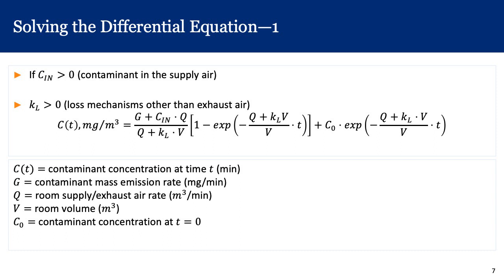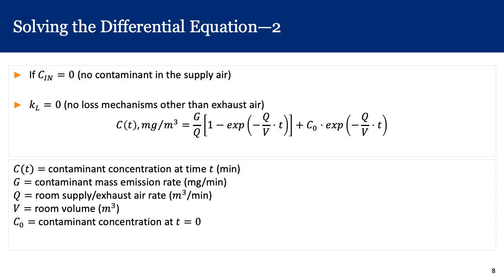And so we have a second term which has a coefficient c sub 0, which is the contaminant concentration in the room at t equal to 0. And this is multiplied by an exponential decay term. So it's exponent e to the power minus some constant times t.